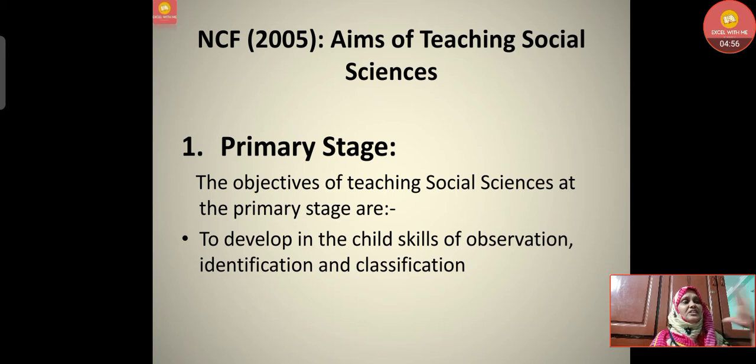There are different skills to develop. That means in the primary level, obviously when they observe things, they will learn very easily. Then they will be able to identify the things.